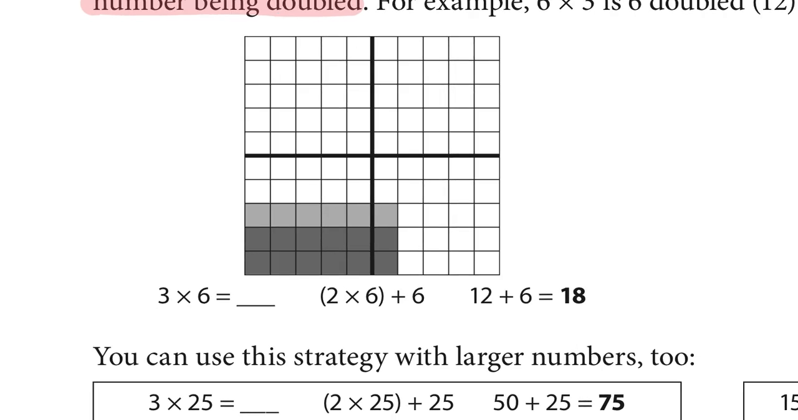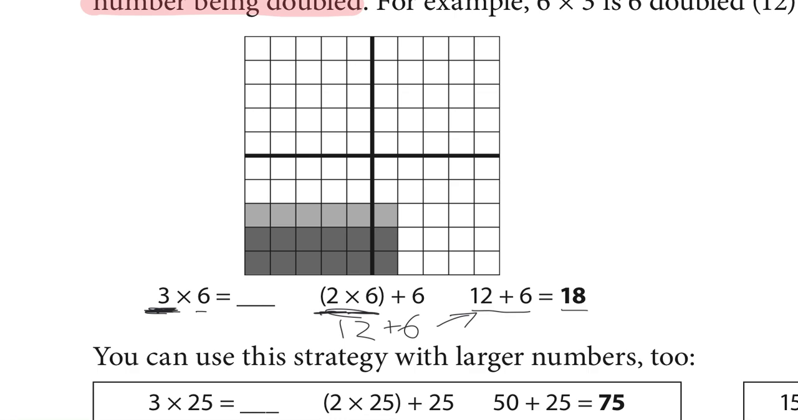3 times 6. We know that we could add 3 6 times. We know that we could add 6 3 times. But if we use this idea of how do I figure 3 times 6, well, 3 is really close to 2. So why don't I take 2 times 6 because I can double 6 pretty well. We know that 2 times 6 is 12. But if we're trying to do 3 6s, we need to add one more to it, which is why we have this here. 12 plus 6 is 18. So it's like double and add one more.